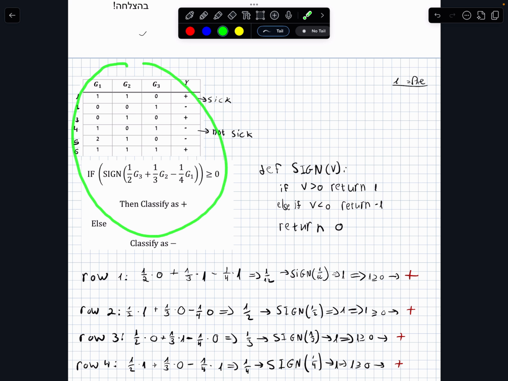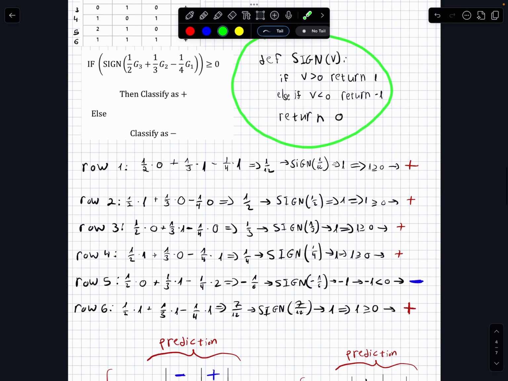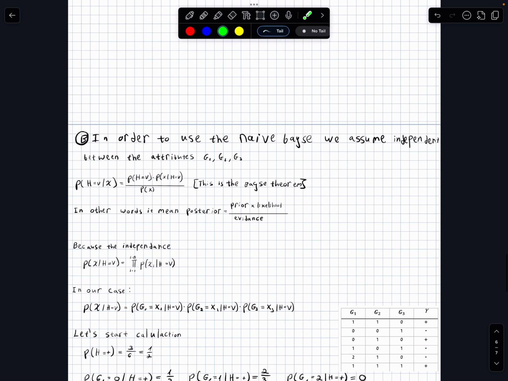So we have this function and this classifier, and we explained how this classifier works, and we classified everything related to that. Now we were asked to do something similar: given g1 equal 1, g2 equal 0, and g3 equal 1, classify this with Naïve Bayesian. What Naïve Bayes does is assume there is independence between the g1, g2, and g3 values. Okay, we assume they are independent, so this is the basic assumption.